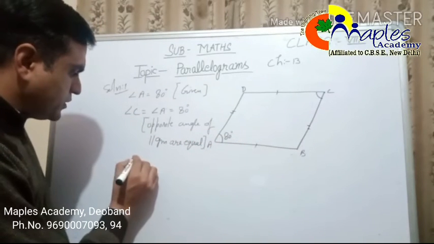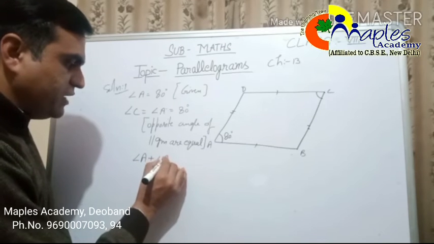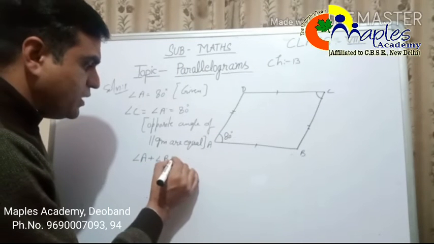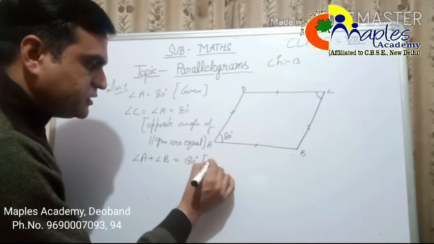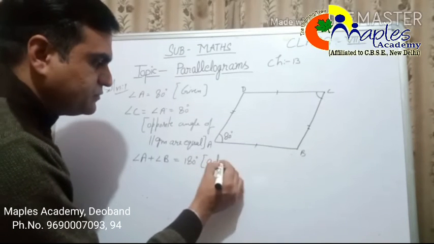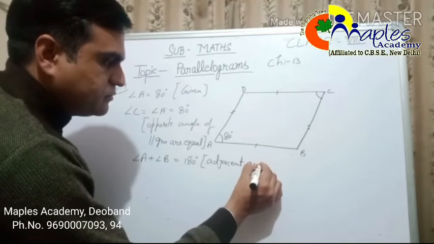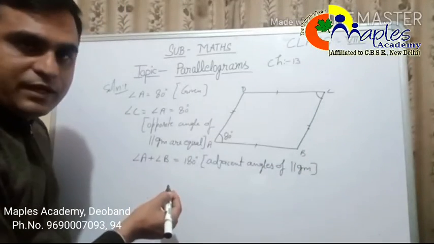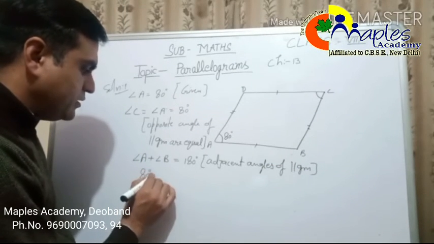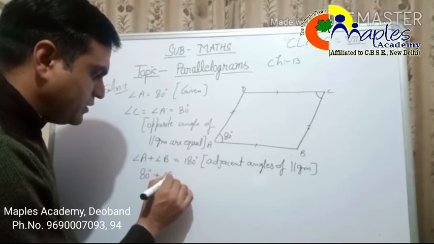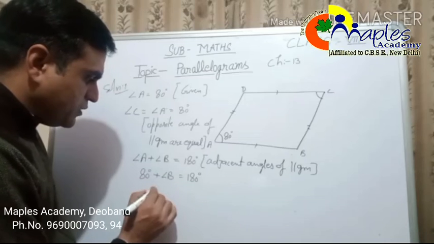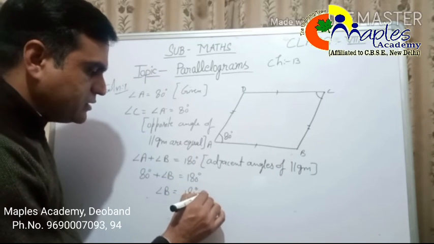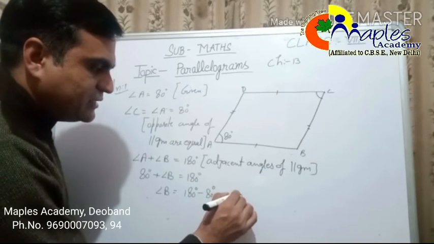Okay. Now angle A plus angle B, we have to find the angle B and angle D also. First I write angle A plus angle B is equal to 180 degrees. Why? Sum of adjacent angles of a parallelogram. What is the value of angle A? Angle A is equal to 80 degrees. What is the value of angle B? We have to find out. Angle B plus 80 is equal to 180 degrees. Now for finding the value of angle B, we write angle B is equal to 180 degrees minus 80 degrees. We get the value as 100 degrees.